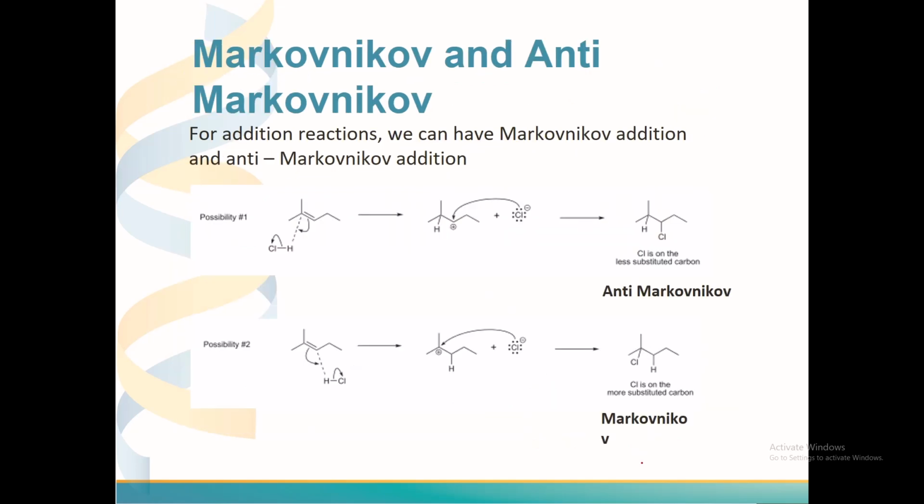The next type of regiochemistry is Markovnikov and anti-Markovnikov. So we already talked about elimination reaction. Now, for addition reaction, we also have Markovnikov and anti-Markovnikov. It's the same principle. Markovnikov is when the addition happens on the more substituted carbon, and anti-Markovnikov is when the addition happens on the less substituted carbon. So here we have possibility number 1 and possibility number 2 on the same molecule.